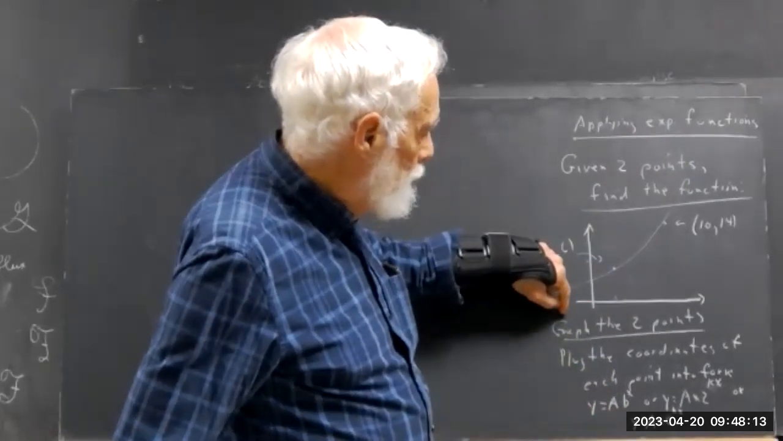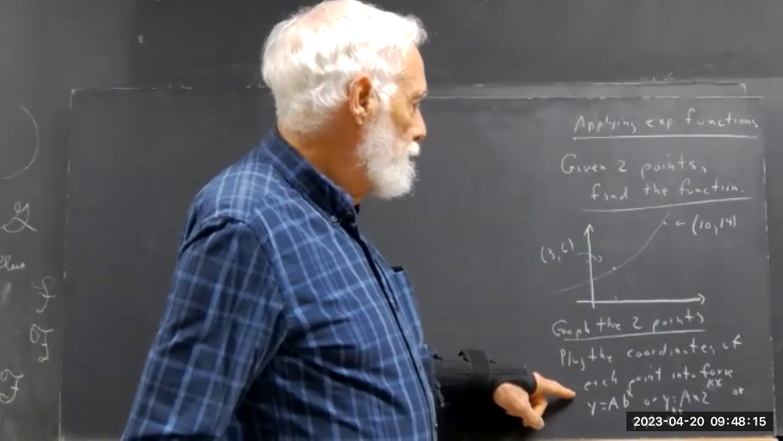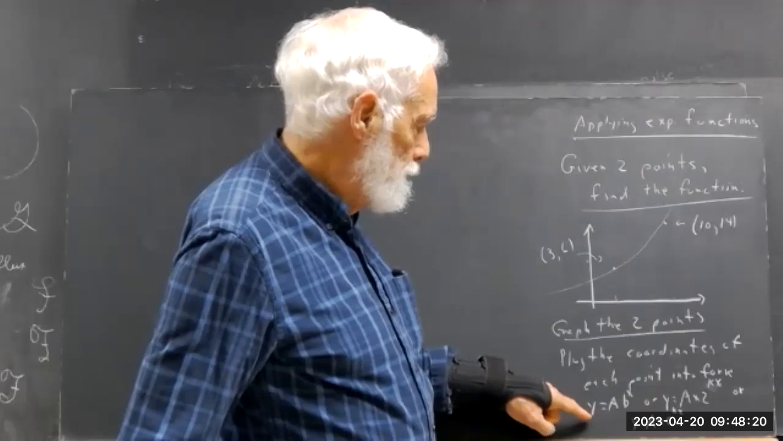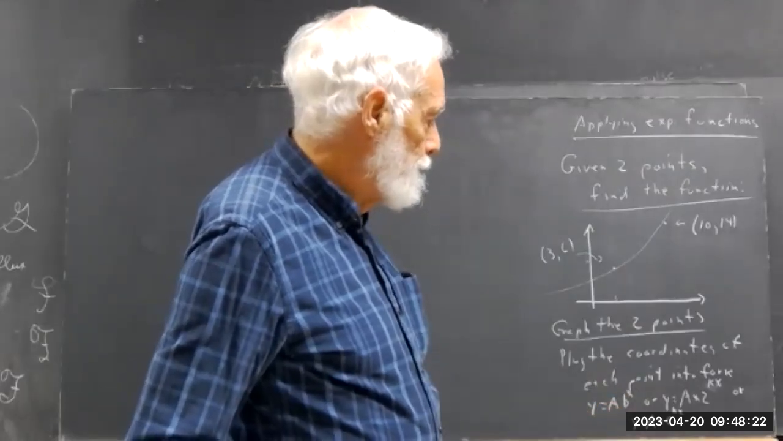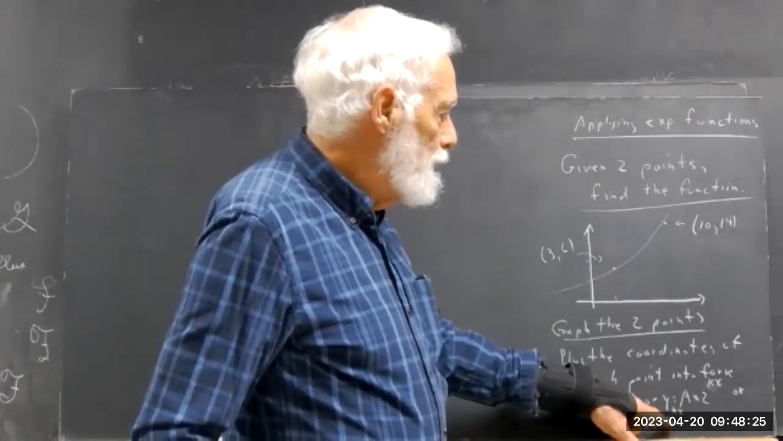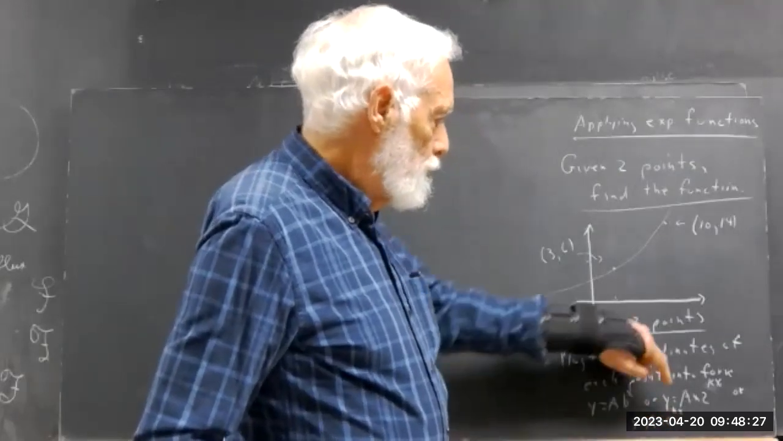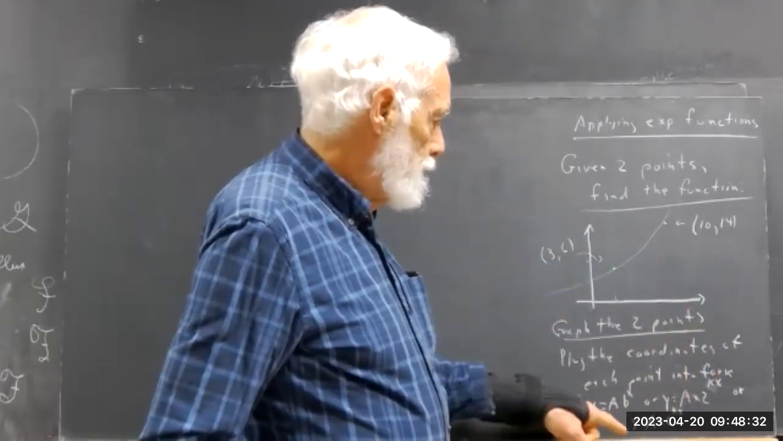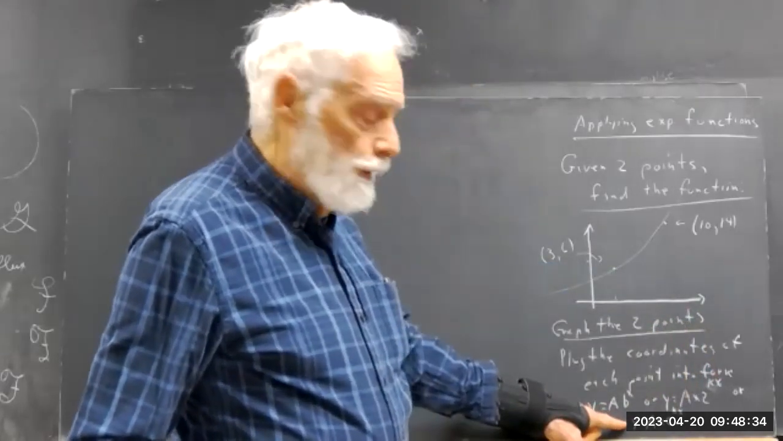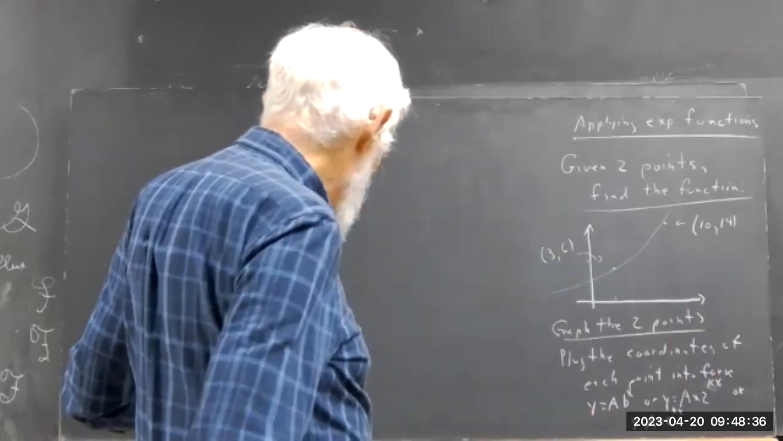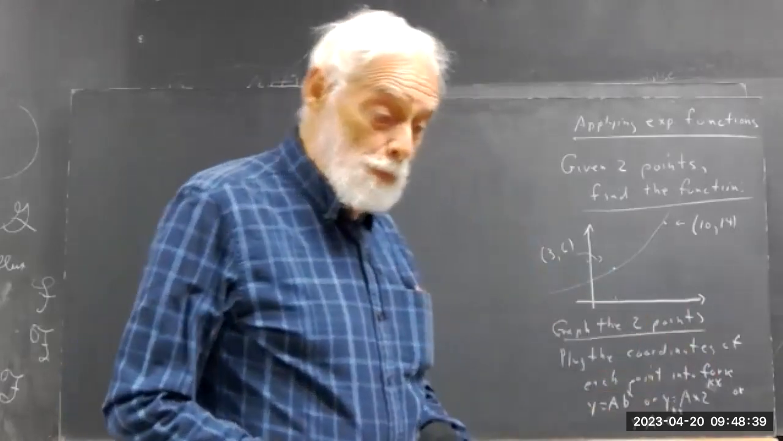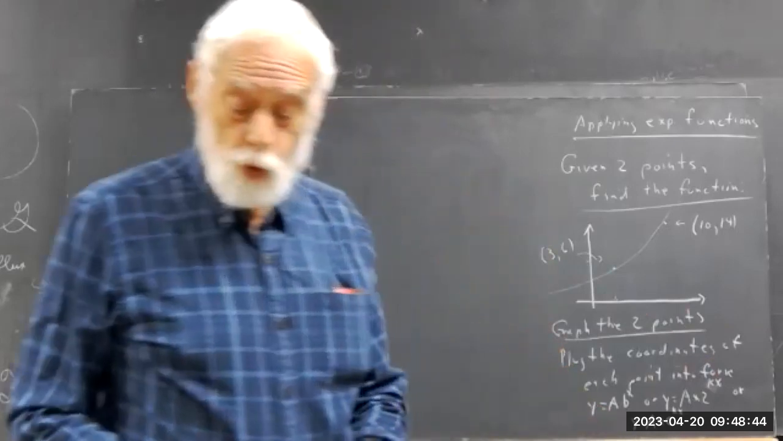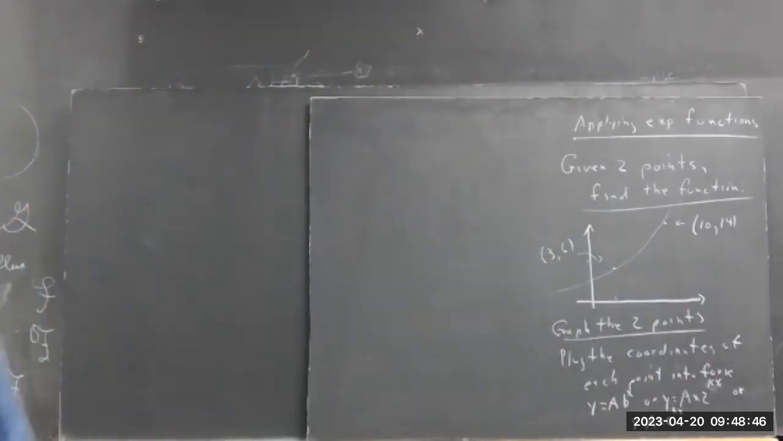Okay, so we graph the 2 points, then we plug the coordinates of each point into one of these 3 forms: y equals ab to the x, or y equals a times e to the kx, or even y equals a times 2 to the kx. Each of these has its advantages. We're going to choose this one, the a e to the kx. So while I go back over what I said, show me what your 2 equations are when you plug those points in.